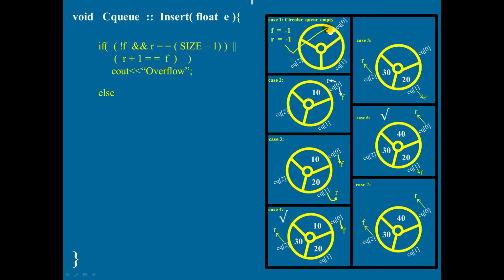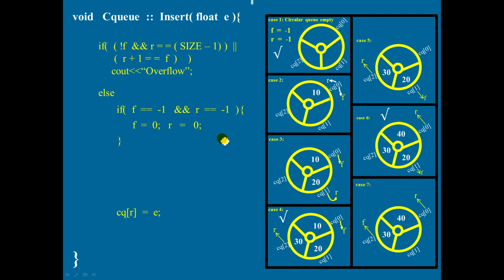So let me write the code for case 1. If the circular queue is empty, that is if f equal to minus 1 and r equal to minus 1, meaning case 1, the circular queue is empty. So in order to insert the element, f should be made 0, r should be made 0. Now for this, if multiple statements are there, hence you need the opening and closing curly bracket, and after that the new element E can be inserted to CQ of r. Here r is 0, so to CQ of 0, the new element, example 10, if E contains 10, here 10 comes.